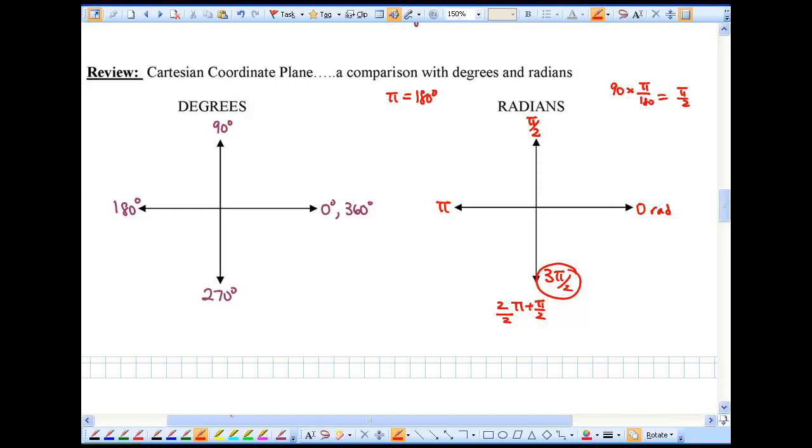And then if I went full circle, what do you think it would be? If you said 2 pi, you are correct. So hopefully you can get this in your head. This is very important. You're going to have to know these. Make sure you remember pi over 2 is 90, pi is 180, 3 pi over 2, and of course 0 and 2 pi for the beginning and the end of a complete rotation.